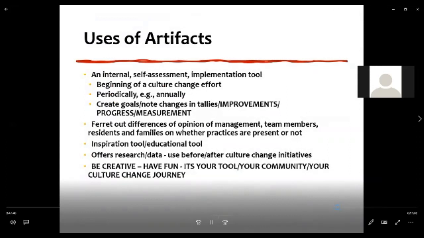And then you want to watch for ideas, you know, you want to create goals in some cases, you want to show improvement in your tallies, you know, it's progress, it's measurement. Hopefully it serves you well. You can also use this tool to ferret out differences. So maybe administration thinks, well, yeah, we do that, but direct caregivers and residents go, no, you don't. And so that's really a good reason to also go through it as a group. Hopefully, again, it inspires and educates you on what you could do.